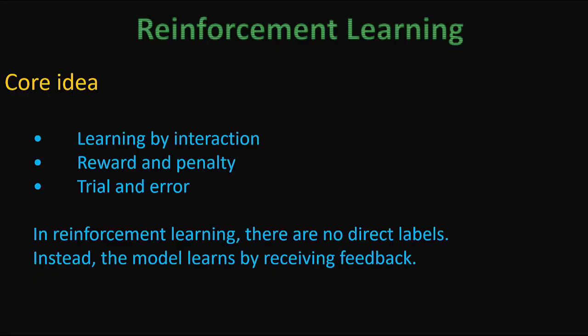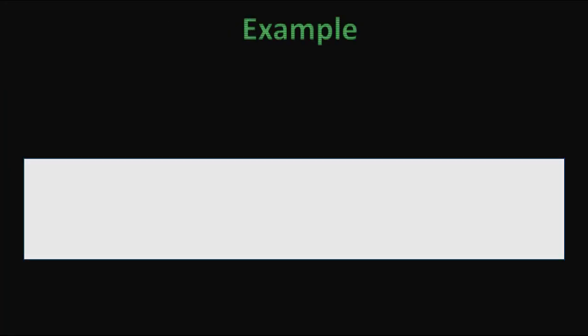So in reinforcement learning, there are no direct labels. The model learns by receiving feedback. For example, here, suppose we have a bullseye on the right side, and there is a shooter who is throwing arrows towards that particular bullseye. The aim is to hit that bullseye. So it aims and fires the arrow.